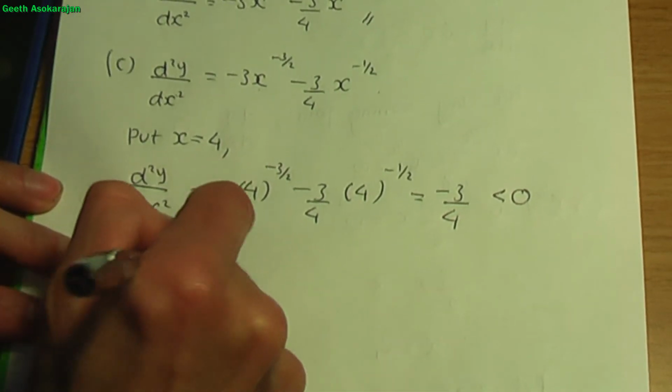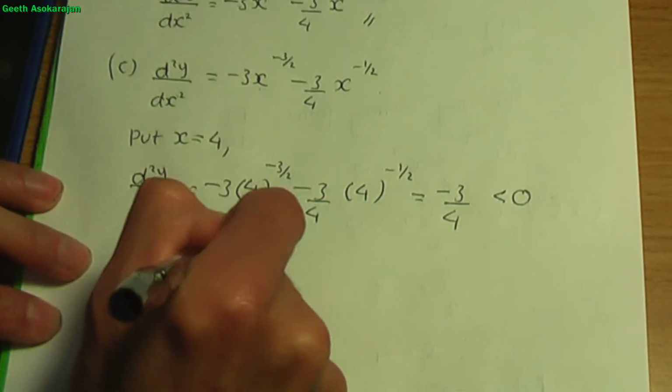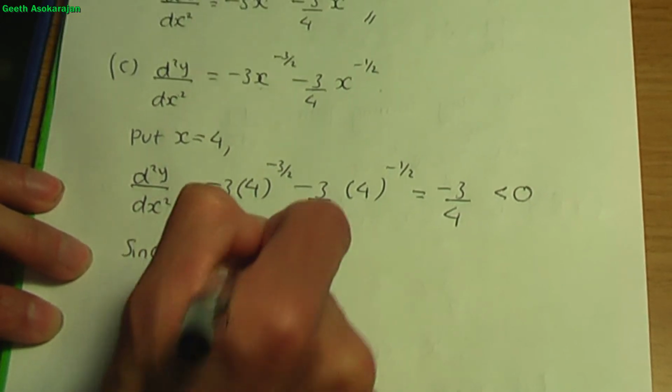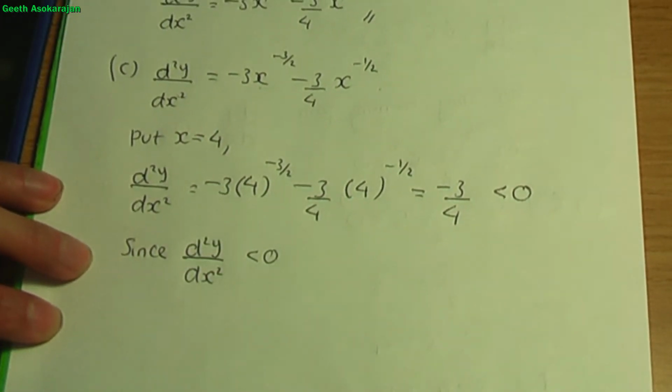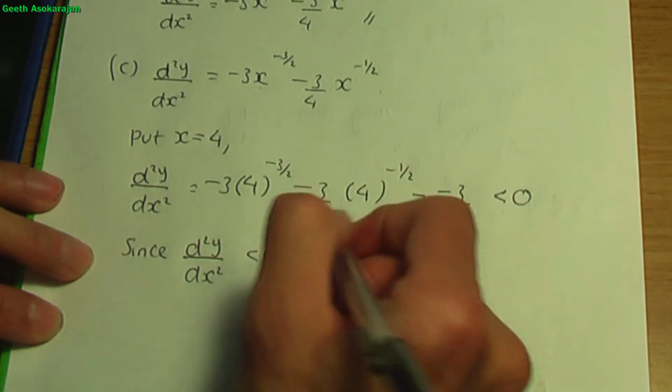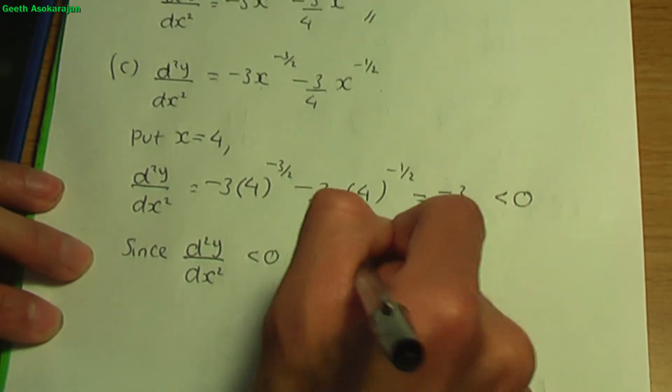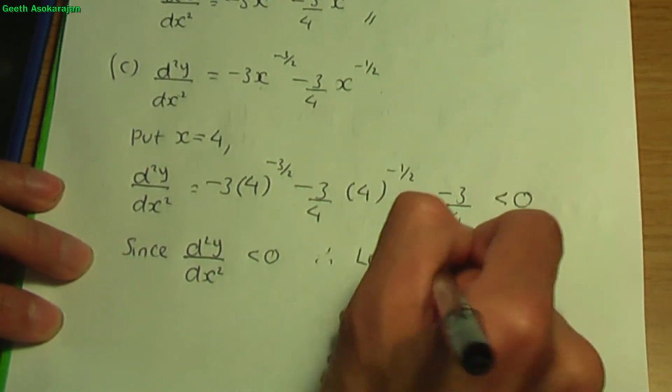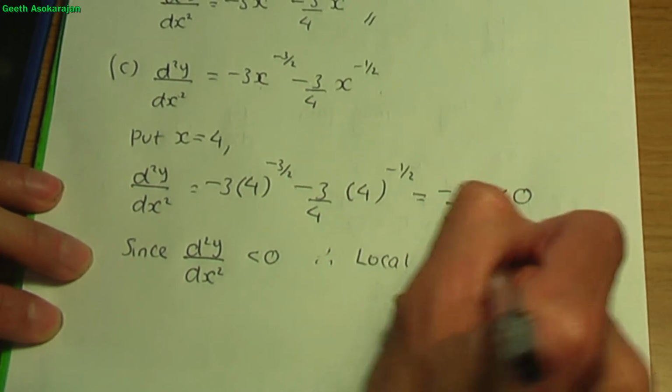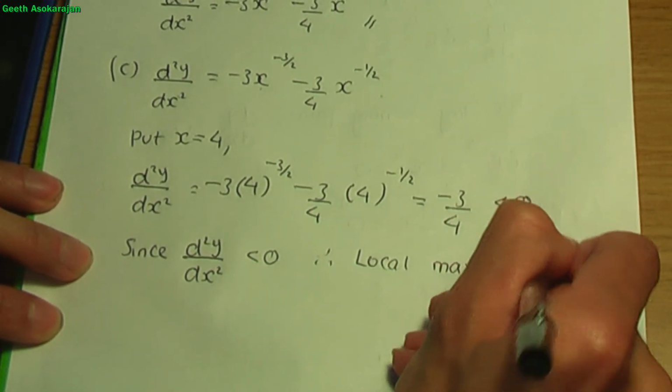So since d2y over dx squared is less than 0, we have a local maximum or a maximum turning point. So therefore a local maximum point.